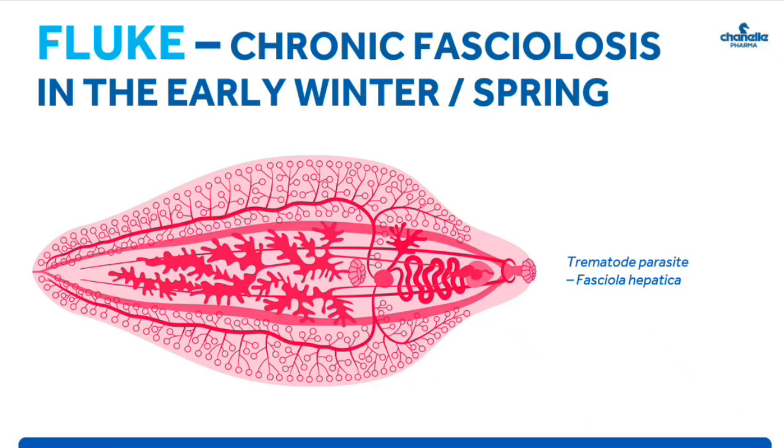The final parasite we're going to consider is the trematode parasite Fasciola hepatica, the liver fluke. In the spring, we can see chronic fasciolosis occurring. And this particular problem, although often not causing clinical disease, can be important for production systems, especially for older animals.